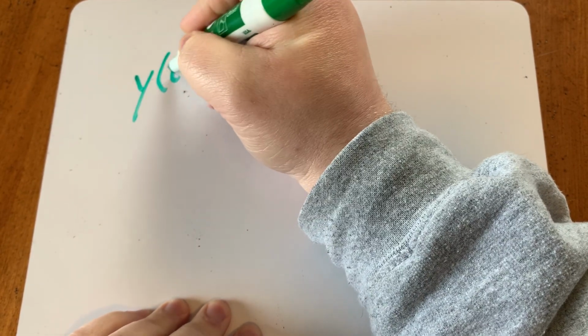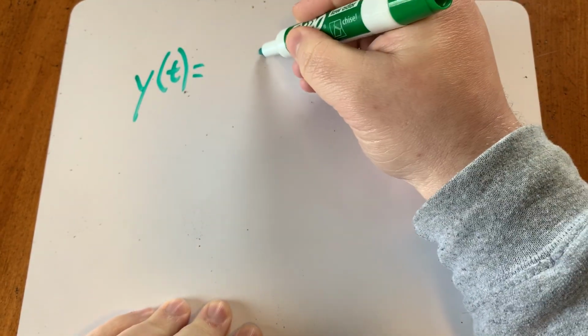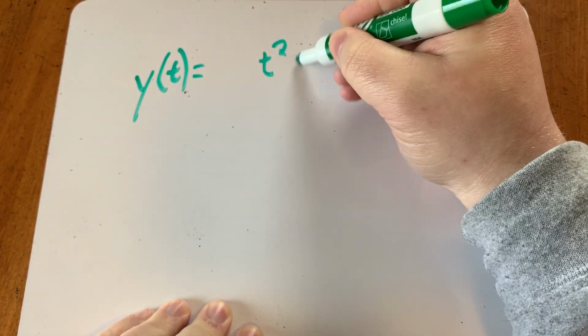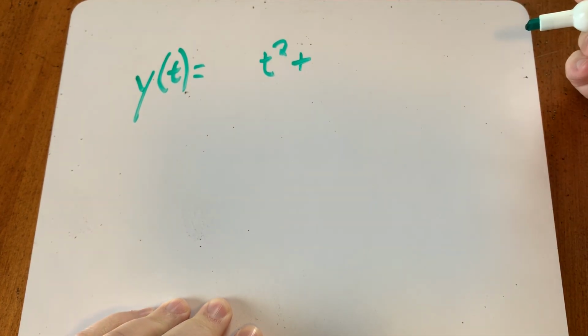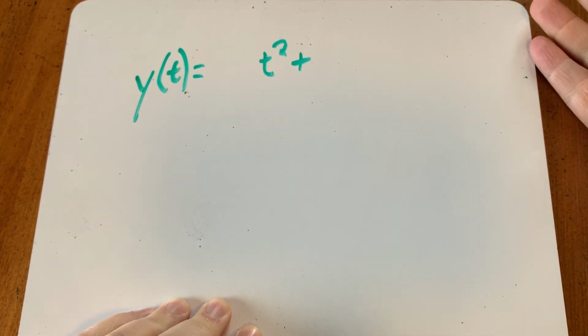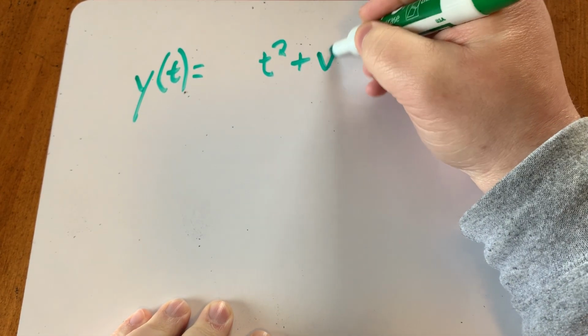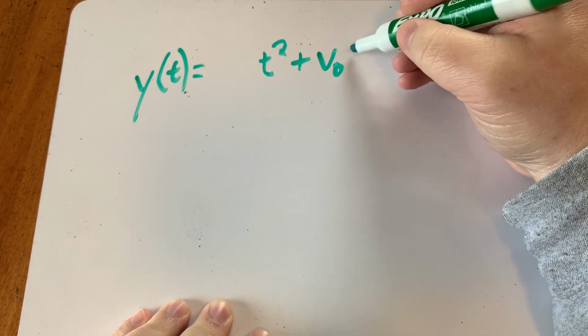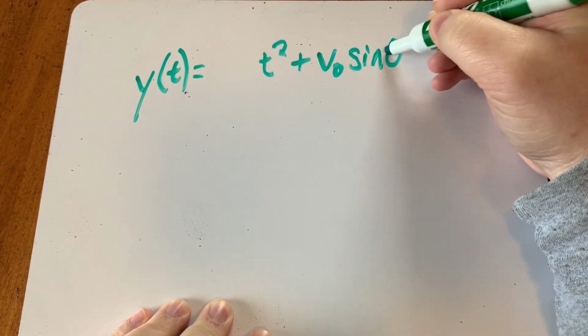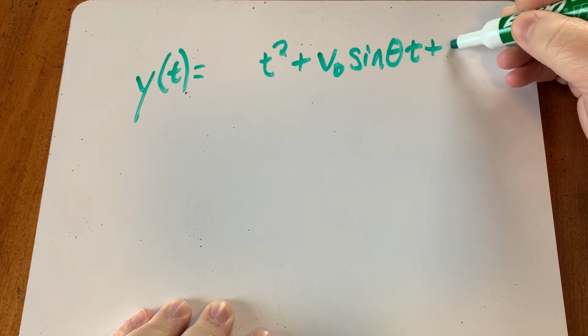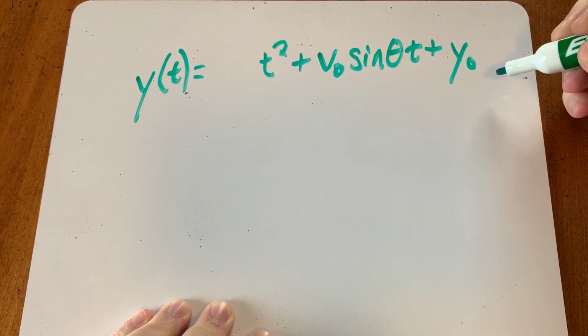Now, if we want the vertical, we said that was a quadratic. So it's y of t. So we're going to have a t squared term. And we're going to have a linear term as well. And the linear term is going to behave very similarly to how the linear term behaved in the horizontal equation. So it's going to be our initial velocity, except since it's vertical, it's not cosine, it's our sine of the angle, times t. And then we have our initial height.